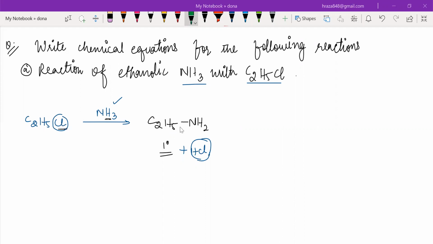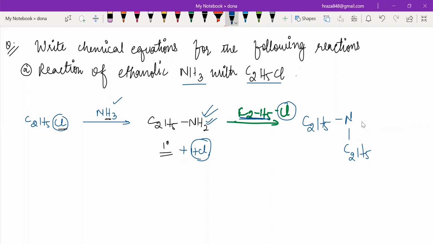Have you got it? Yes, sir. Now, again, you have to react this with C2H5Cl. Again, this chlorine will take one of the hydrogens. Basically, this C2H5 will be replacing the hydrogen. Now you will be getting C2H5N and C2H5, and then one hydrogen left there, and the byproduct HCl. This is your 2 degree.